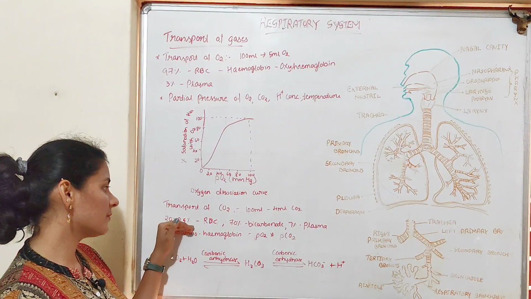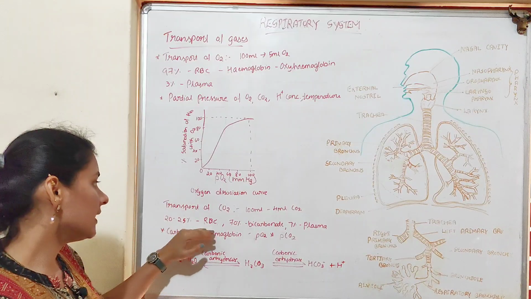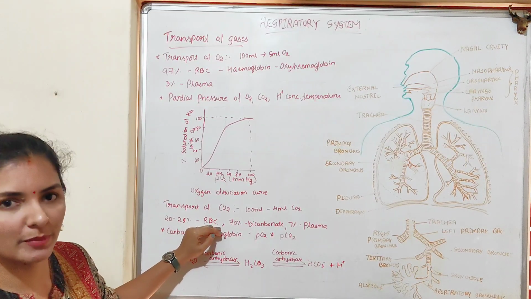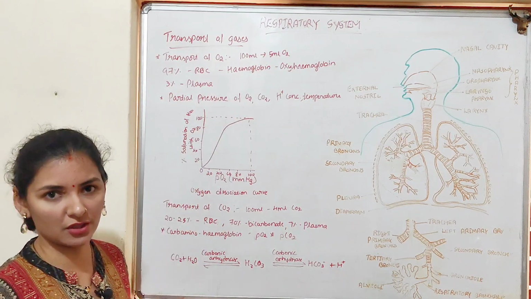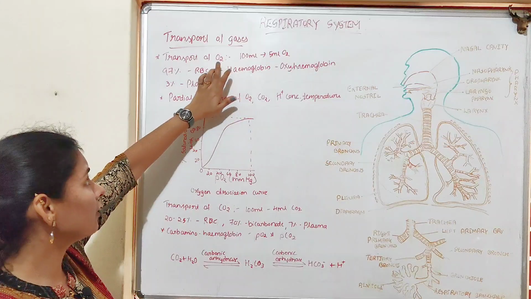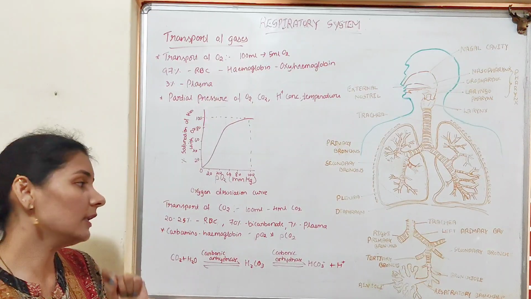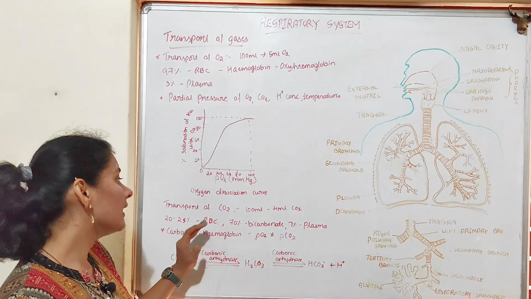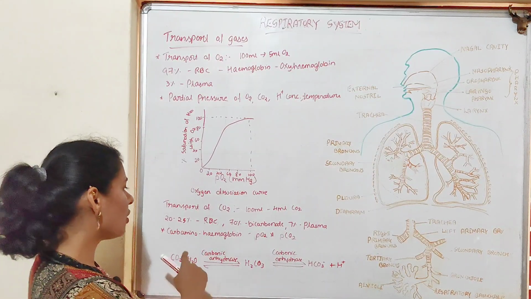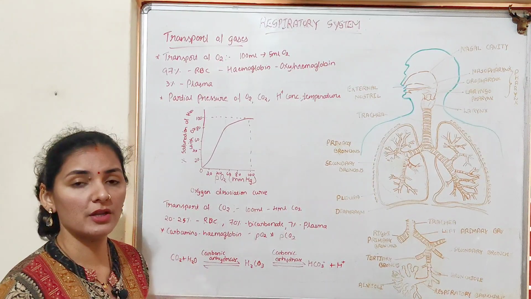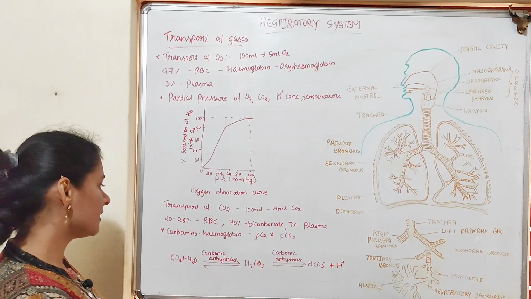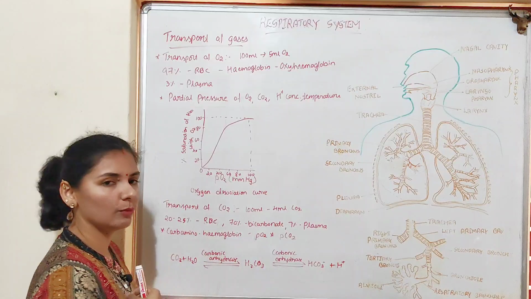So 20 to 25% of the carbon dioxide is transported via RBC by chemically combining with the hemoglobin, similar to that of oxygen. Till now we studied the formation of oxyhemoglobin, that is the chemical combining of oxygen with the hemoglobin. Similarly here, carbon dioxide chemically combines with the hemoglobin of the RBC to form carbaminohemoglobin.